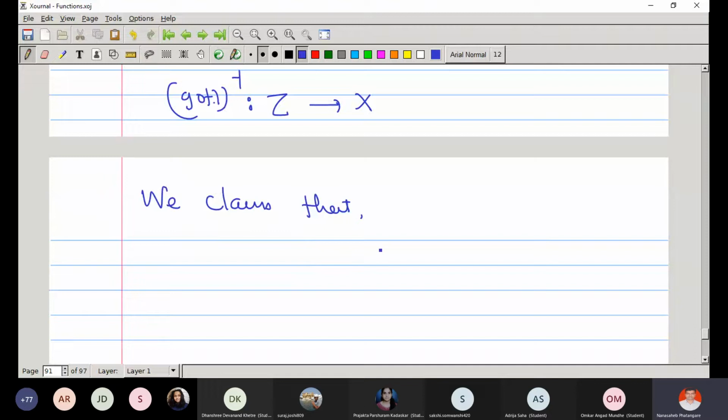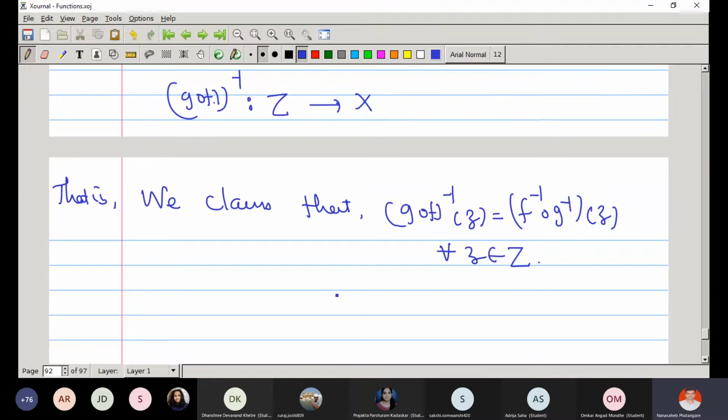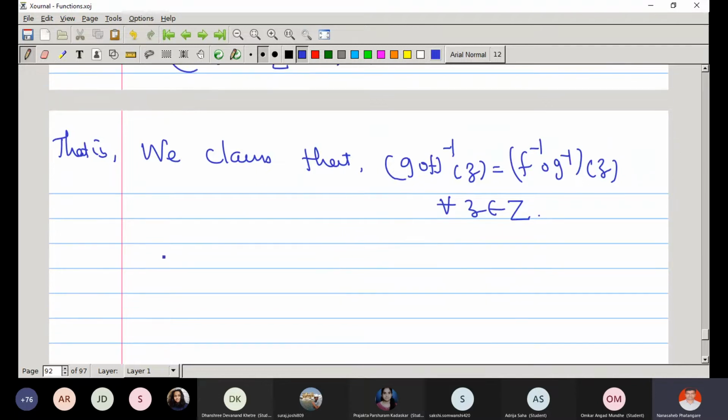So what is our claim? Our claim is that (g composite f inverse)(z) is the same as (f inverse composite g inverse)(z) for every z in Z. If this is true, then can you believe that g composite f inverse is f inverse composite g inverse? Yes, sir. So we claim that this is true. Okay, let us try to prove this.